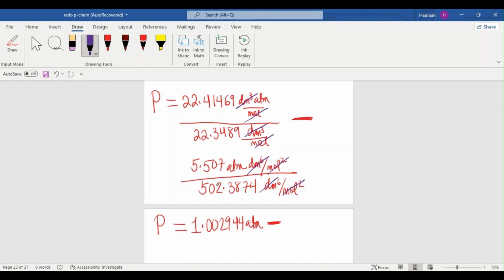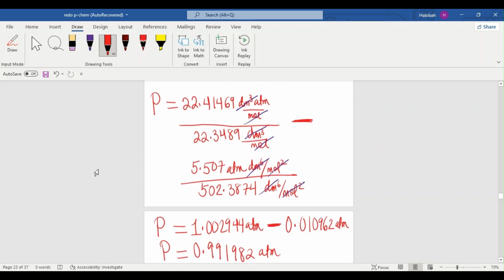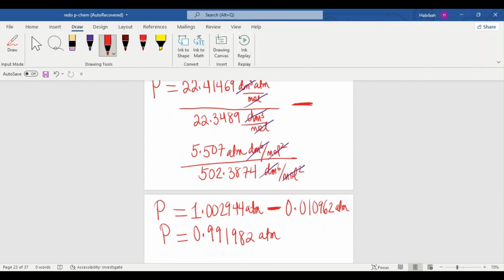minus 5.507 divided by 502.3874 atmospheres. When you do that division on your calculator, you end up getting 0.010962 atmospheres. So the pressure would end up being 0.991982 atmospheres.